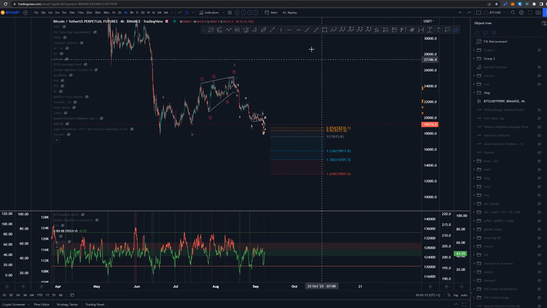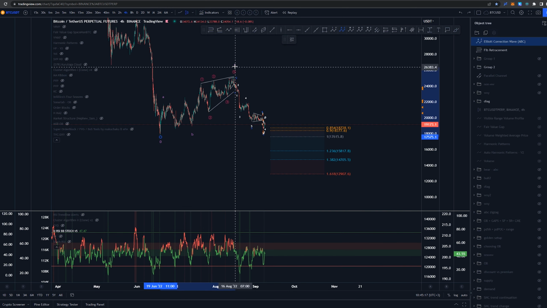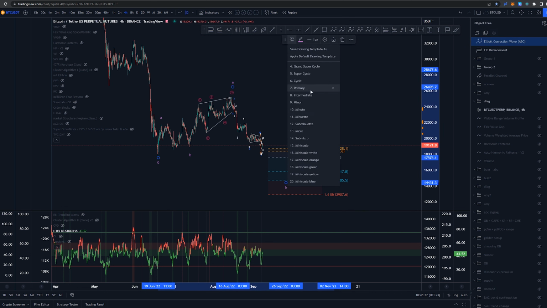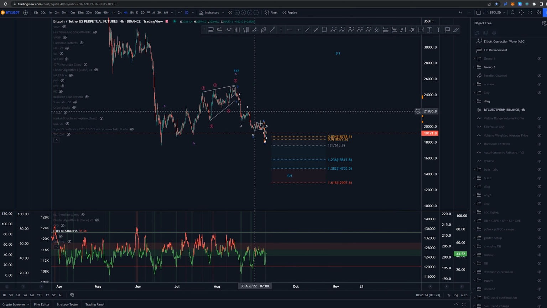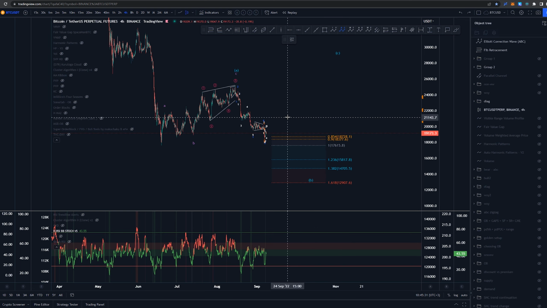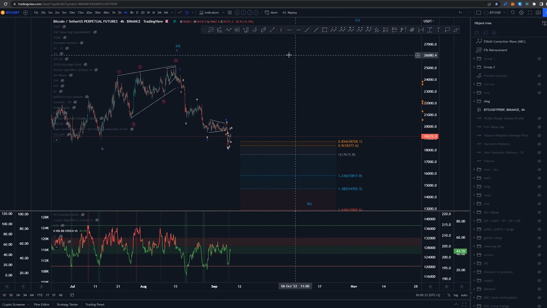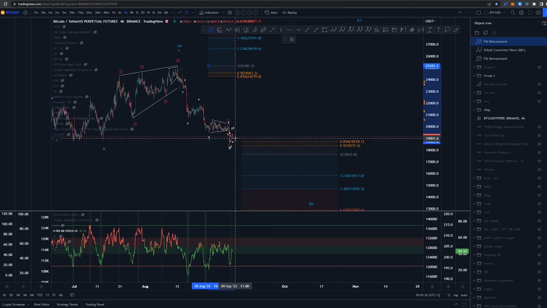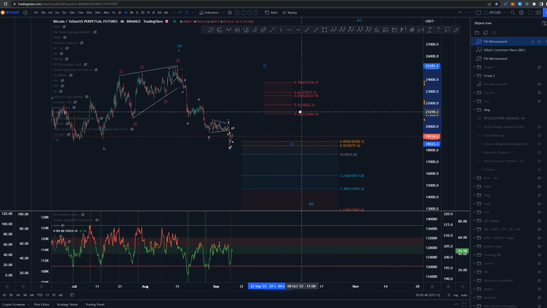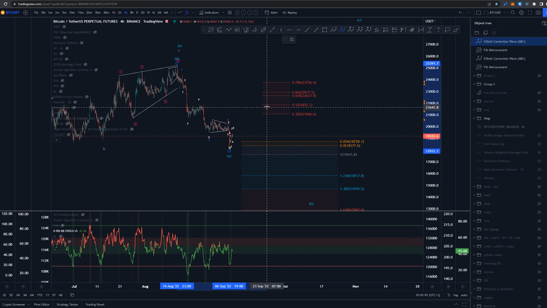This would give it the idea of having this as an expanded flat, doing something like that, and yeah, it would be very extended. Here for the wave B we would be looking at this as an ABC structure most likely, and now we would be looking for some kind of retracement of at least that 38.2 that I've been saying for some time again. Now 38.2 here on this degree would be around the 21k area.